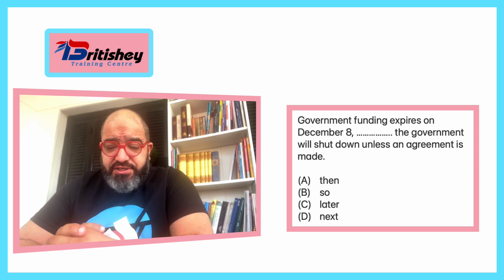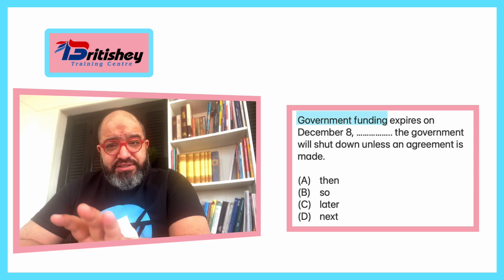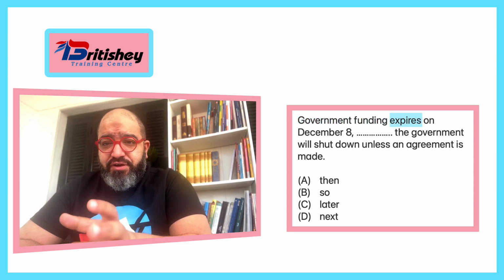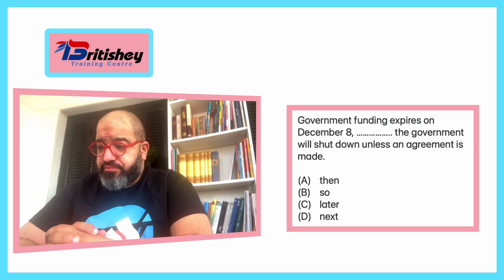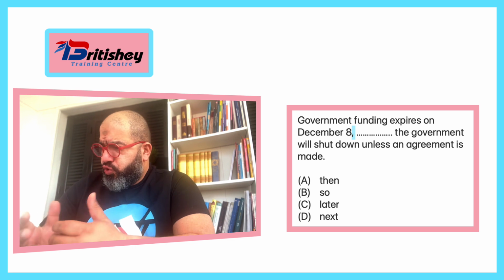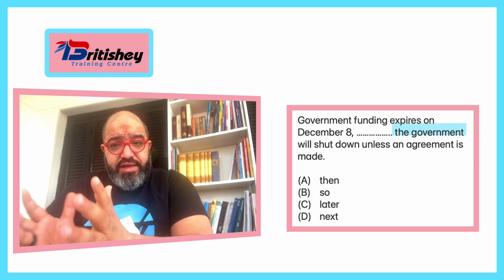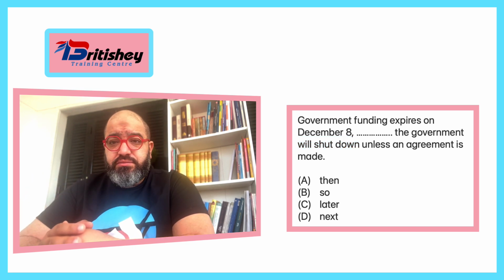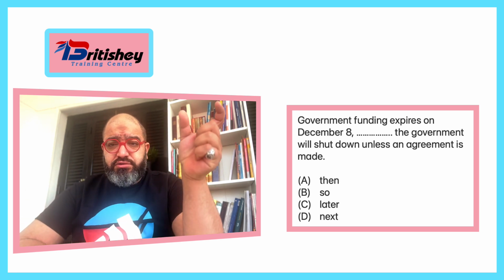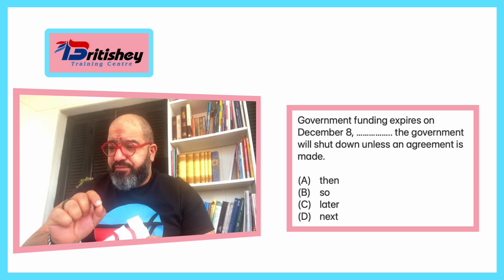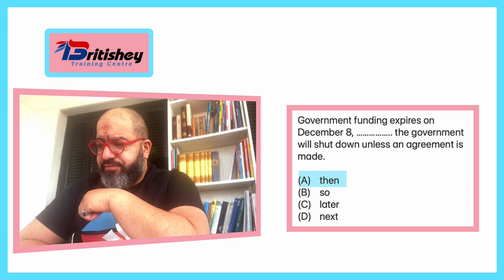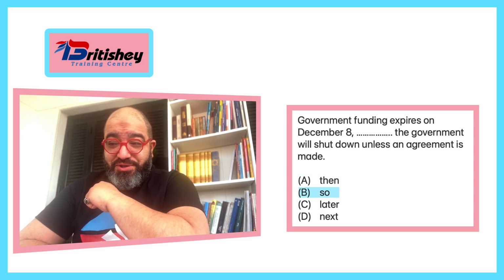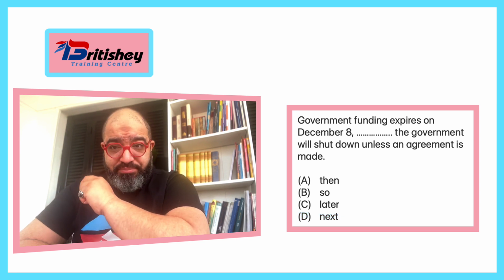So, let's analyze it. Government funding, that's a subject. And then we have expires, that's a verb. Good. So the first clause is okay. Now, we also have a comma. Good. Now let's look at the second clause. The government, that's a subject, will shut down, that's a verb. Then what we need is a coordinate connector, because we've got a clause, and we've got this comma. So then, that's not a connector. So, that's a coordinate connector. That's a good answer. Later, that's not a connector. Next, that's not a connector. So the only good answer here is B.